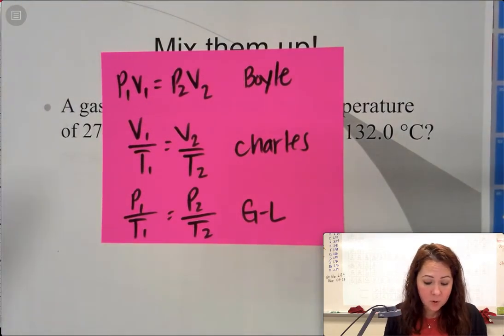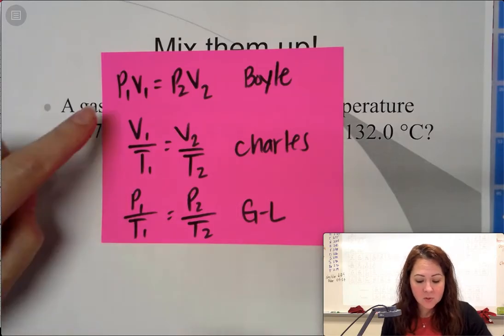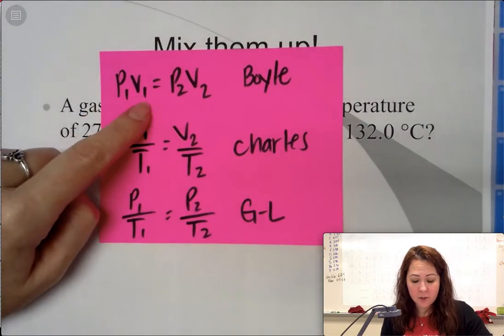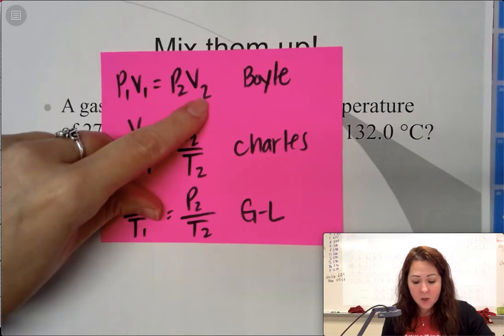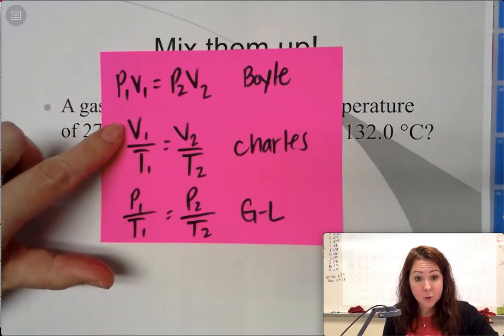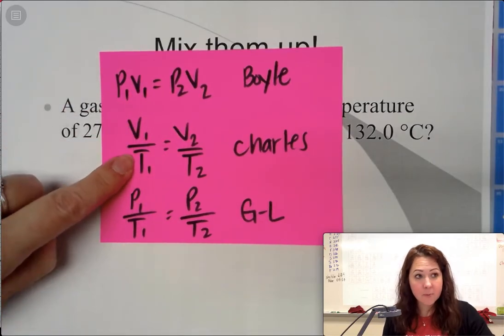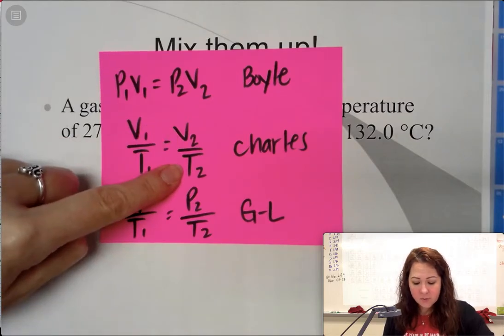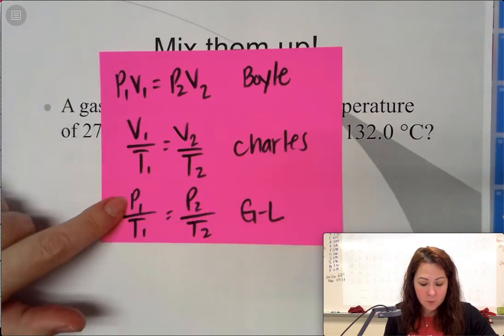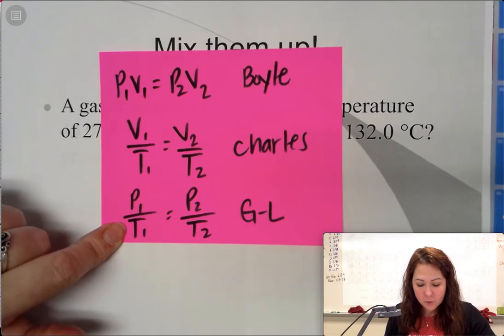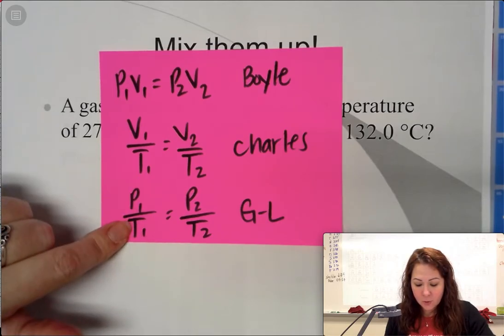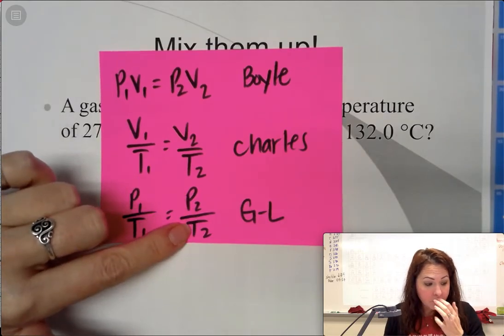Just to kind of recap where we were, Boyle's law was pressure 1 times volume 1 is equal to pressure 2 times volume 2. Charles' law is volume 1 over temperature 1 is equal to volume 2 over temperature 2. And then you have Gay-Lussac's law, which is pressure 1 over pressure 2. So your initial pressure and temperature is equal to your new pressure divided by your new temperature.